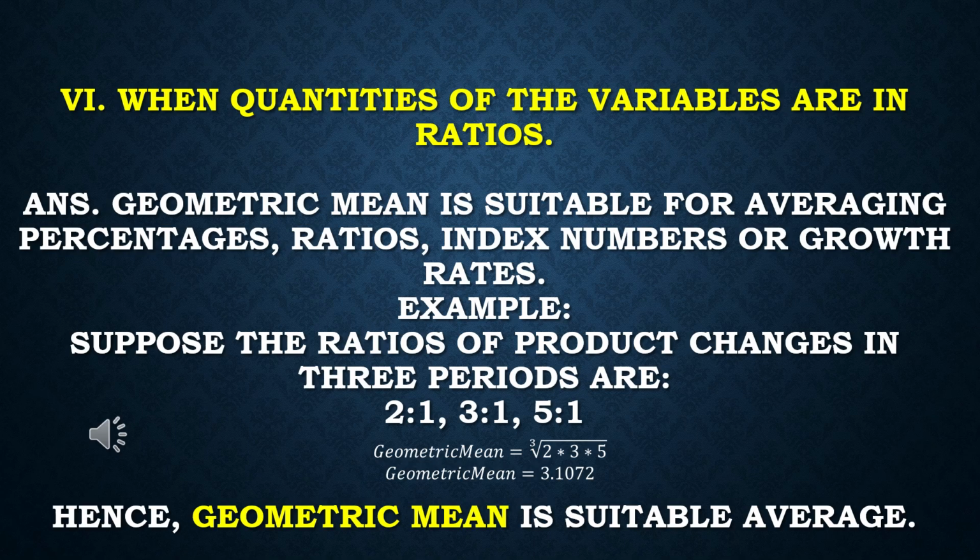Now we take an example here. Suppose the ratio of product changes in 3 periods are 2:1, 3:1, 5:1. So the geometric mean is the cube root of these ratios. So 2 by 1 into 3 by 1 into 5 by 1. So it is the cube root of 2 into 3 into 5. So the geometric mean is taken out to be 3.1072. Hence the geometric mean is the most suitable average for quantities of variables that are in ratios.